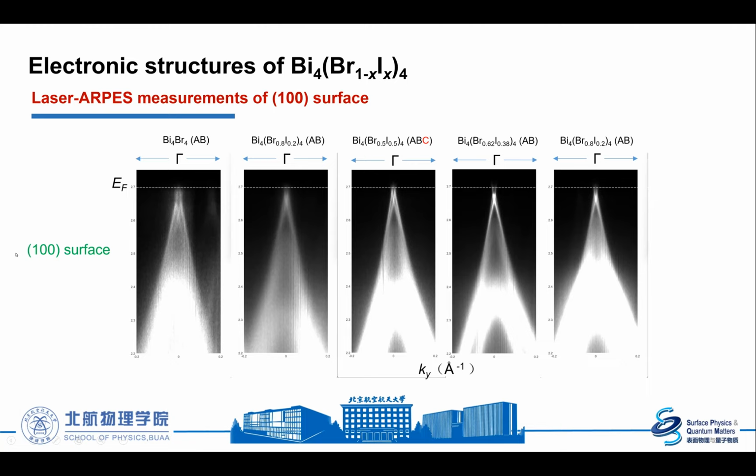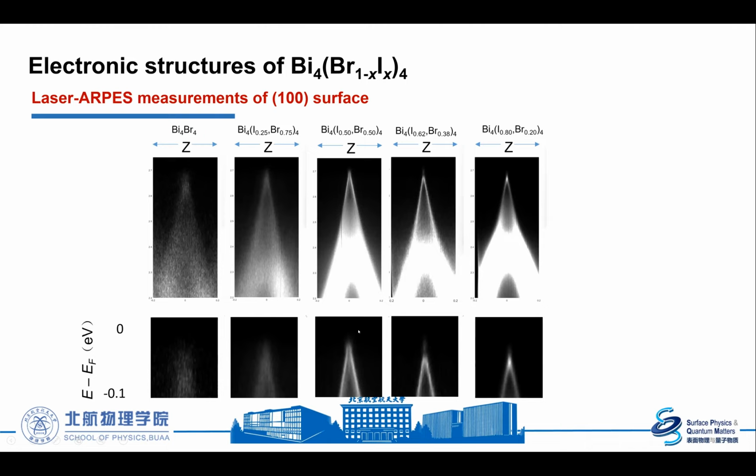We also performed the ARPES measurement for the M point of the one-layer surface. We see at the low concentration part, there are two linear energy momentum dispersions. But when the iron concentration is high enough, we could only see one linear energy momentum dispersion in the structure.